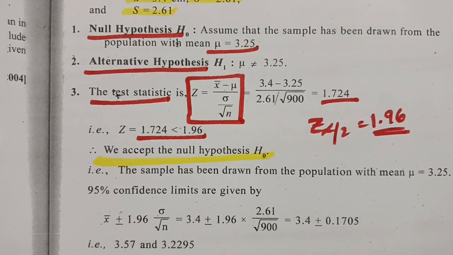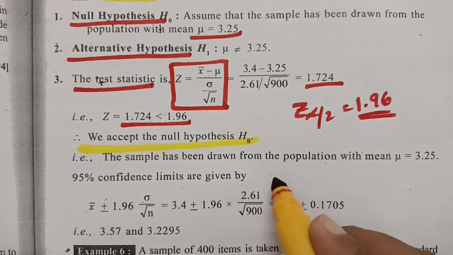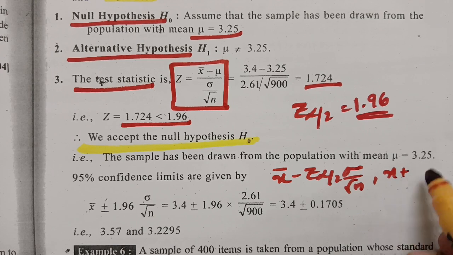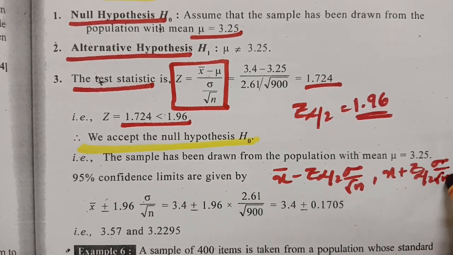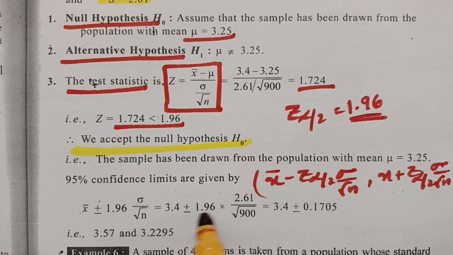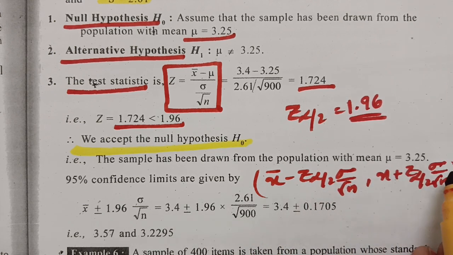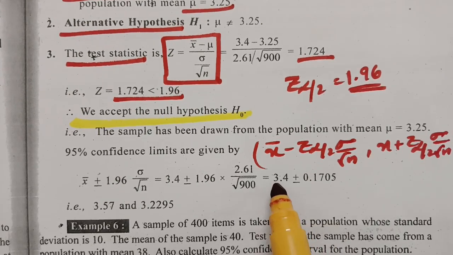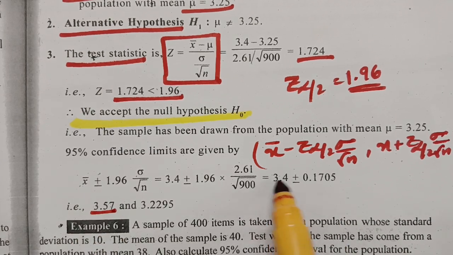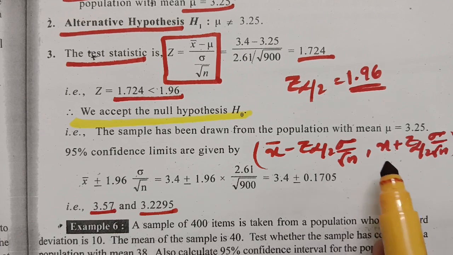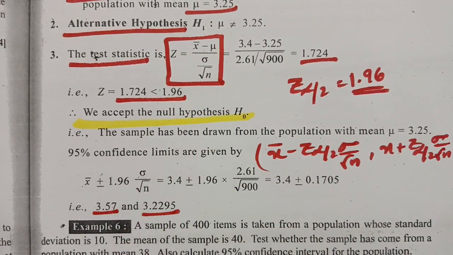And next one is fiducial points, that is confidence limits. So here the confidence limits are nothing but x minus z alpha by 2 into sigma by root n, comma, x plus z alpha by 2 into sigma by root n. So these are the limits. In these limits, what is x bar here? This is 3.4 minus 1.96 into sigma, which is 2.61, by root 900. One time we have to subtract, one time we have to make an addition. So this is 3.4 plus or minus 0.1705. If you subtract, the value here is 3.57. If you make an addition among these two, this will be 3.2295. So this is how we have to find the confidence limits. These are the formulae which you have to keep in mind.